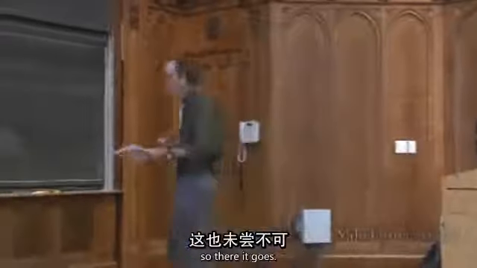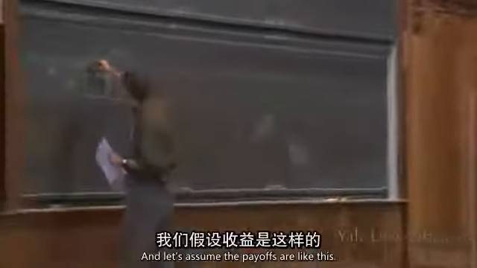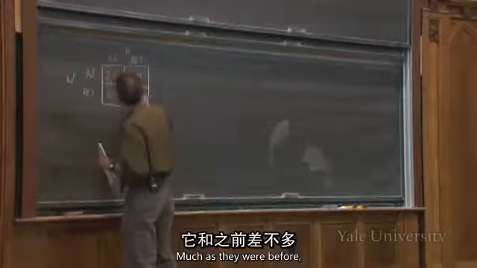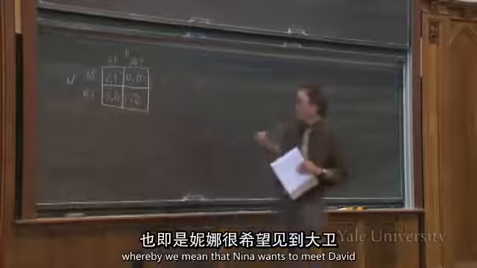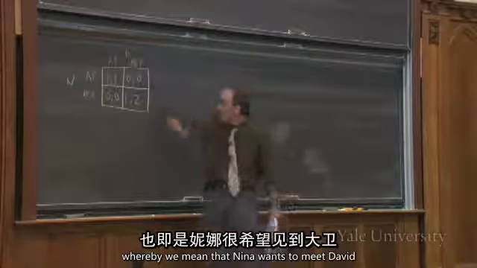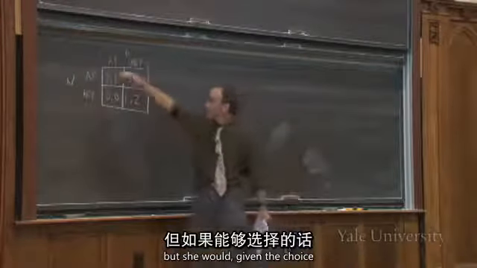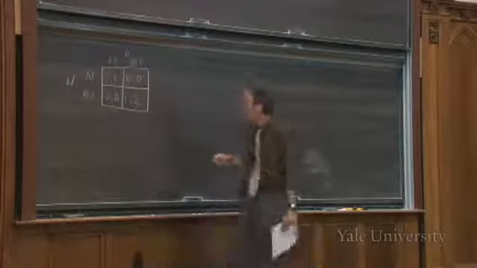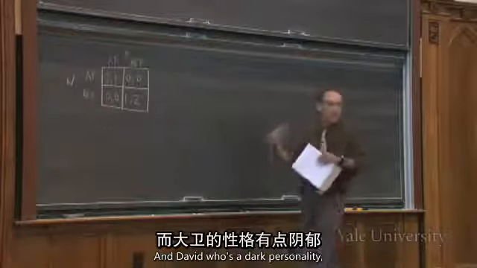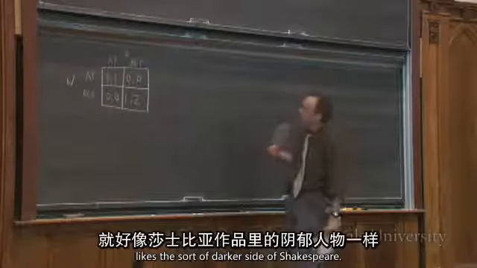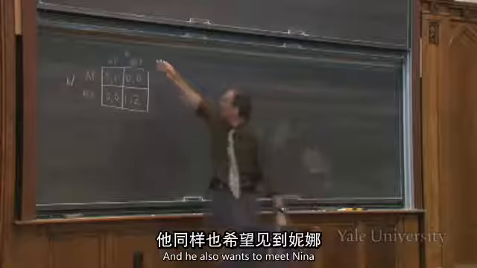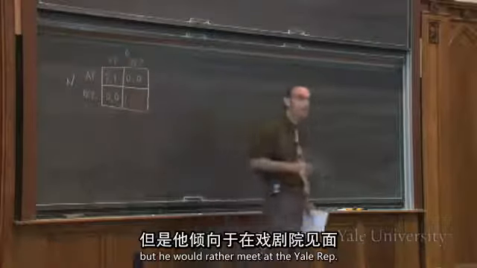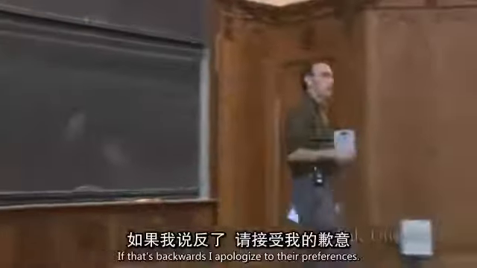So there it goes. And let's assume the payoffs are like this, much as they were before, whereby we mean that Nina wants to meet David, but she would, given the choice, rather meet David in the apple field. And David, who's a dark personality, likes the darker side of Shakespeare, and he also wants to meet Nina, but he would rather meet at the Yale Rep. If that's backwards, I apologize to their preferences.